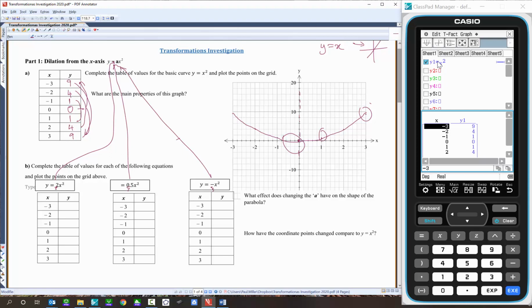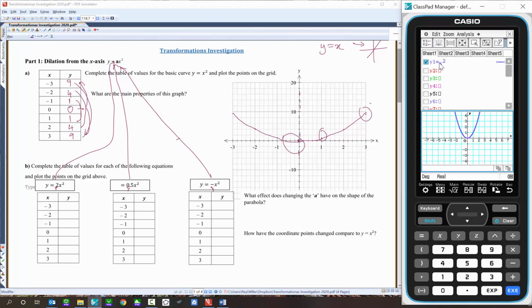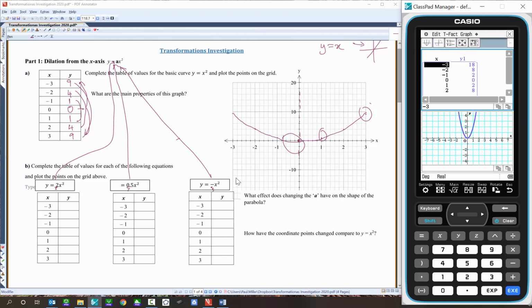All right, so I'll just update my graph. Let's get rid of that. We'll check out the graph, and all I'm going to do is change it to a 2, regraph it, and regenerate my table of values. Now you can sub that in by hand, or let's just do this.